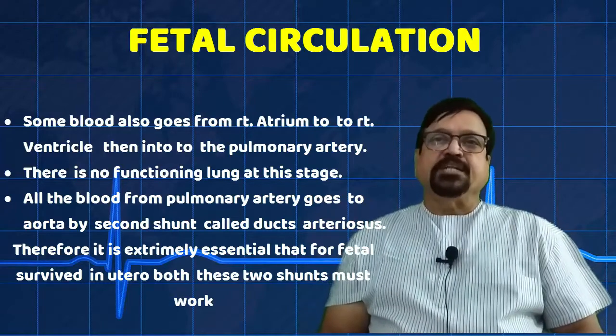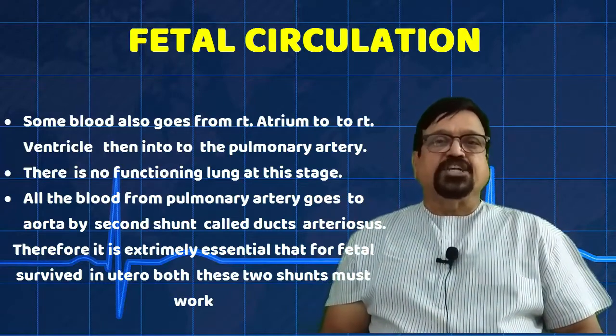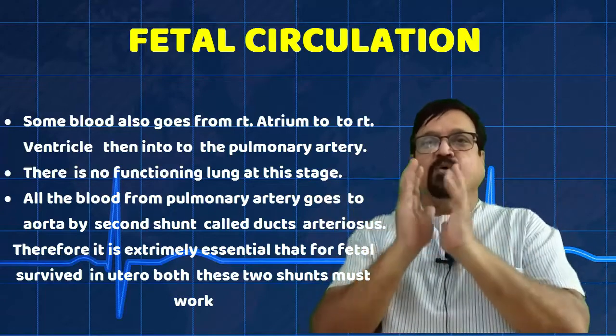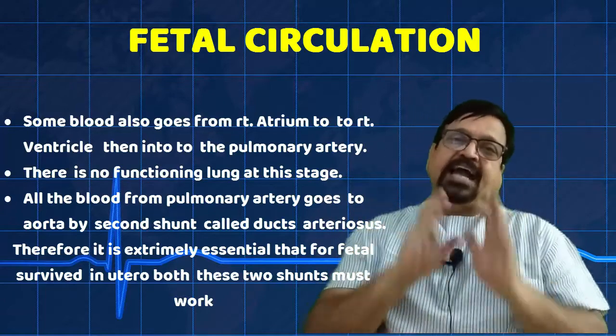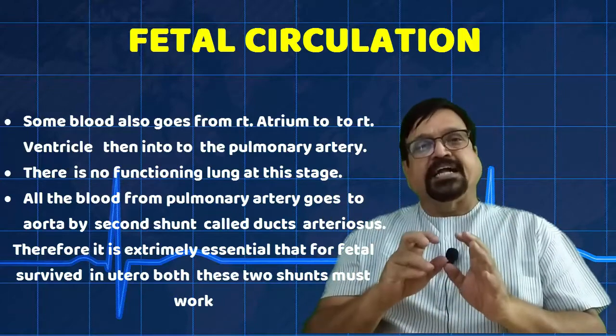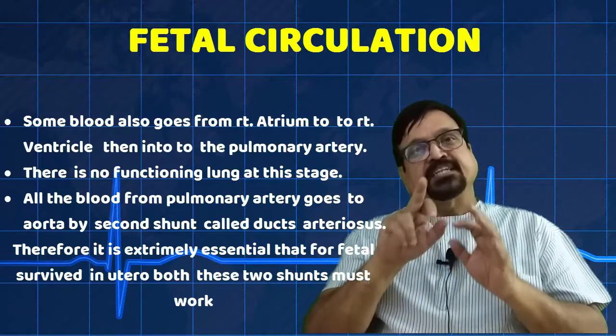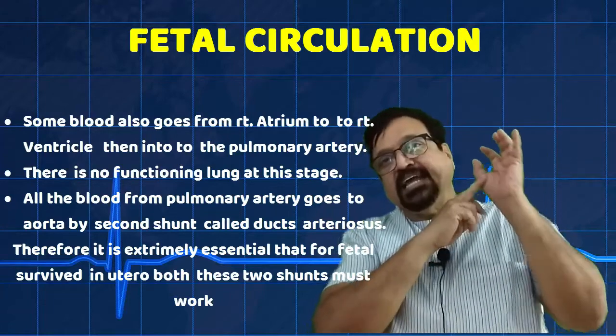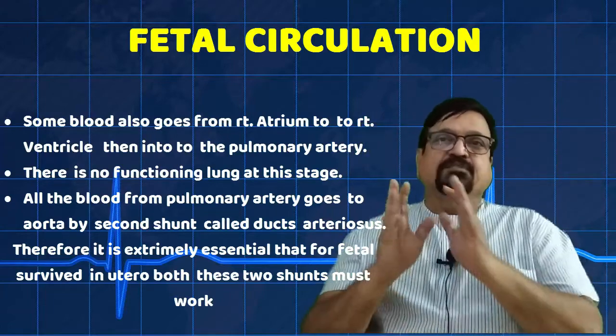Now in the pulmonary circulation, there is no expansion of the lung. The lung is in a collapsed stage. So because of the high resistance in the pulmonary vasculature, the blood from the pulmonary artery goes through the ductus arteriosus into the aorta. So this is the first channel.